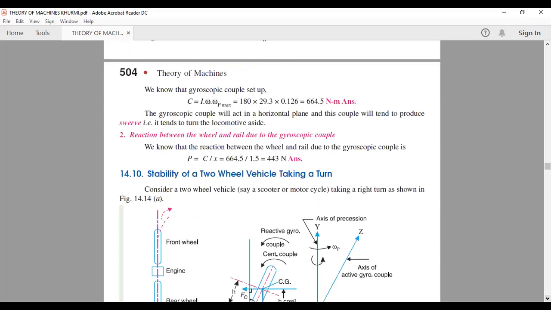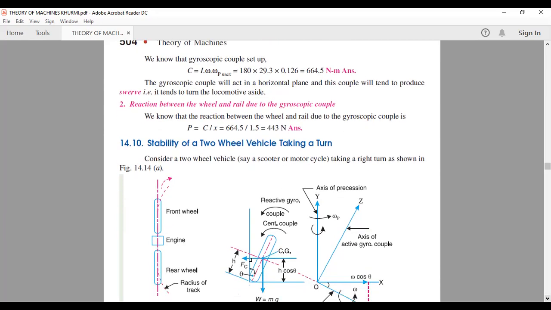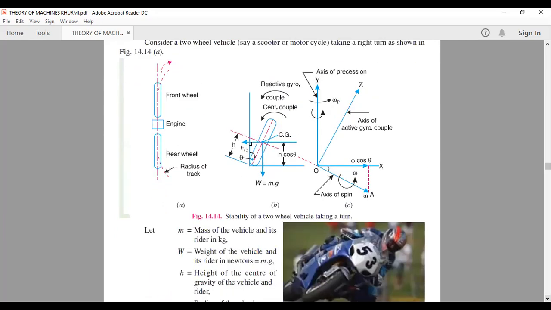And next we have seen the effect of gyroscopic couple on the two-wheeler vehicle. In the two-wheeler, we are going to find the angle of heel, that is theta. So in the two-wheeler, this is the front wheel and this is the rear wheel, and the engine is inserted in between the front wheel and the rear wheel. Radius of track is seen here.